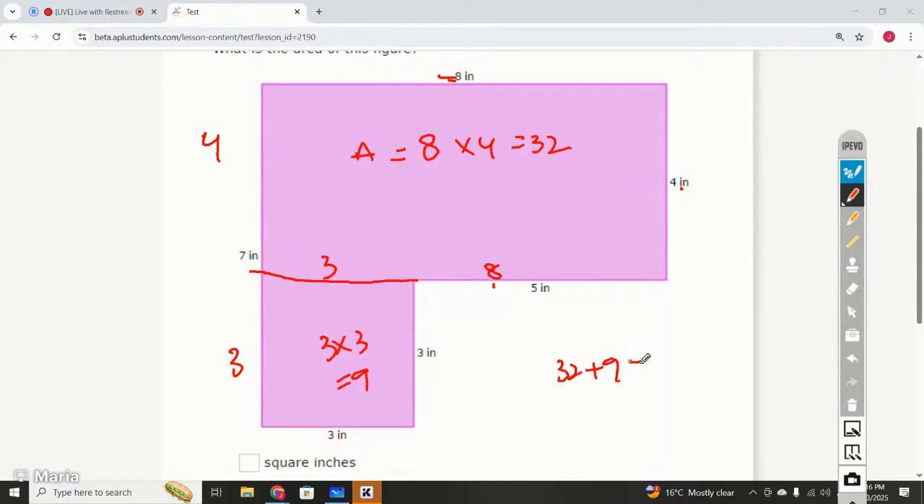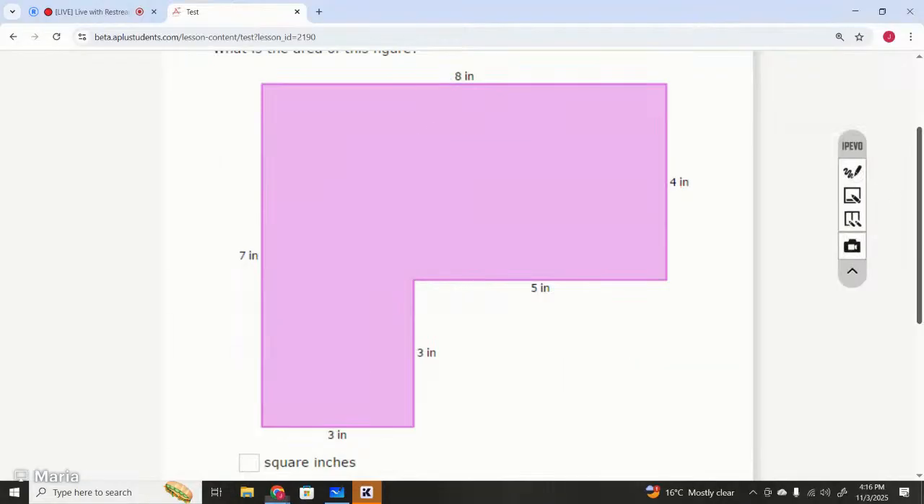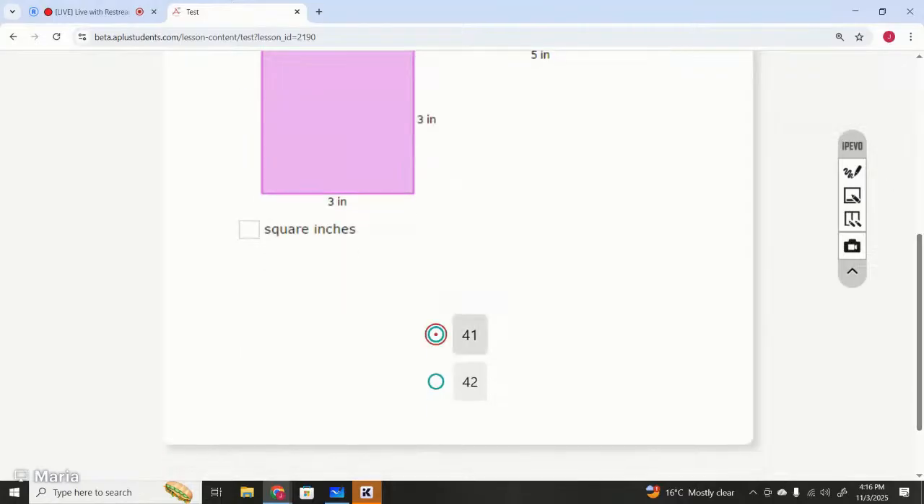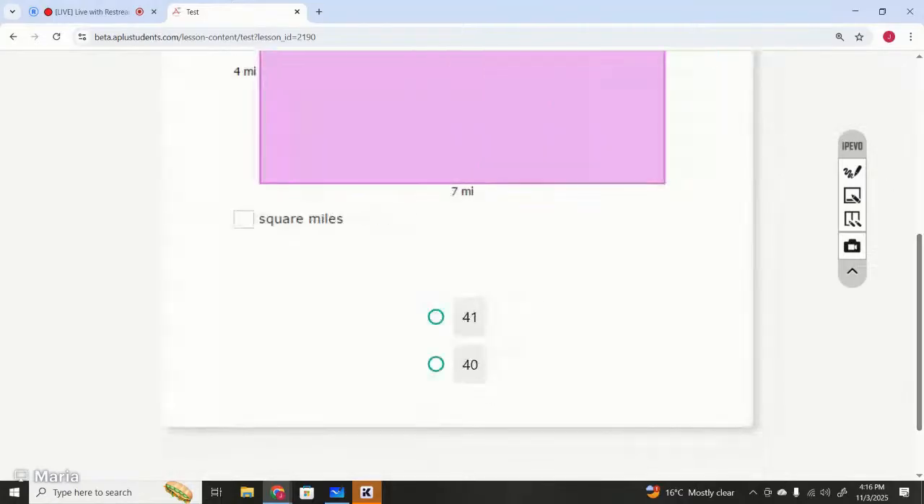So we need to add them. 32 plus 9 is 41 inches. The correct option is option number 1, that is 41 inches.